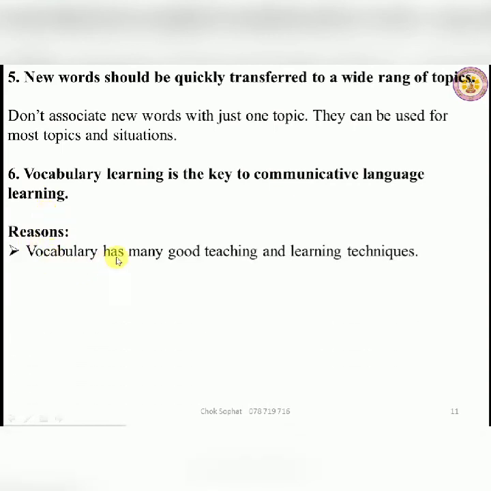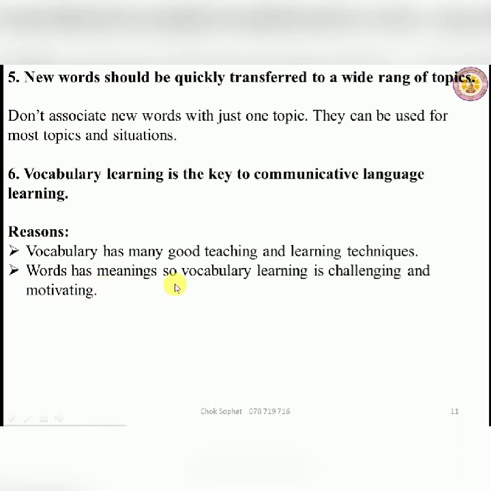The reason is vocabulary has many good teaching and learning techniques. Words have meanings, so vocabulary learning is challenging and motivating. Successful grammar learning depends on good vocabulary. If they do not know the vocabulary, it's difficult for them to understand the grammar as well, and it's difficult for us to teach the grammar as well. And we know from the previous slides that it is said do not teach new grammar and new vocab at the same time. It's difficult for the students to catch up. If they do not build a good vocabulary, it's difficult for them to understand the grammar learning.